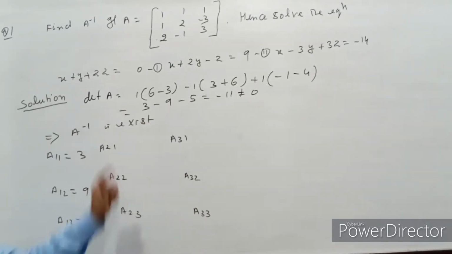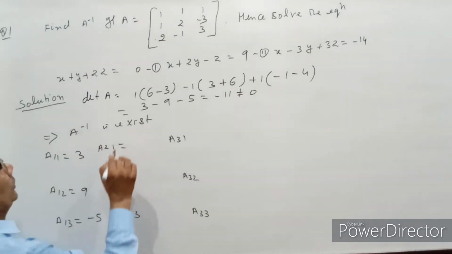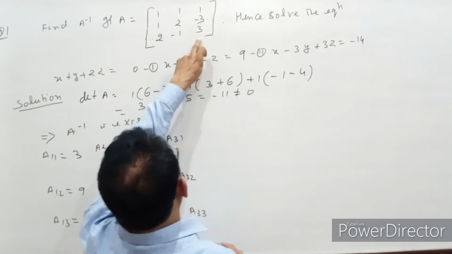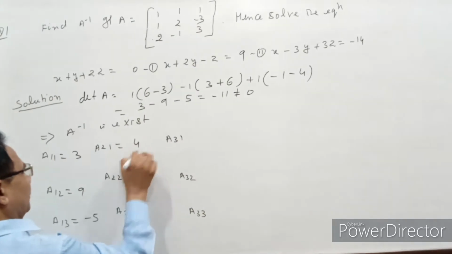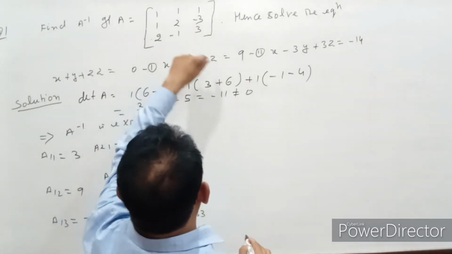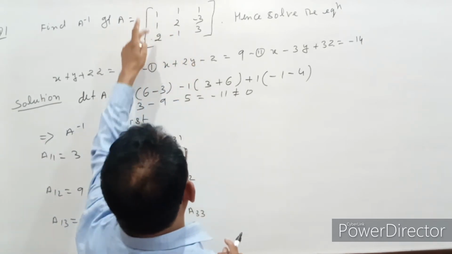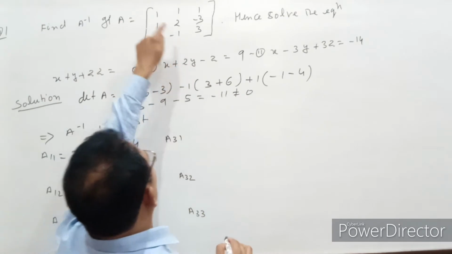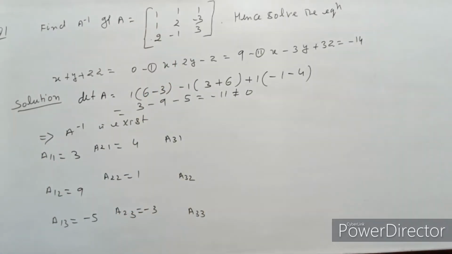Now, we find the cofactors of the second row. The cofactors of the second row will be 3, 1 into 3, plus 1, that is 4, 3 1 into 3 plus 4, that is 3 1 into 3 minus 2 is equal to 1, minus 1 or minus 2, that is minus 3.